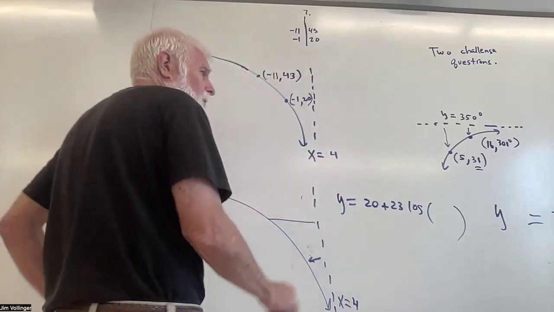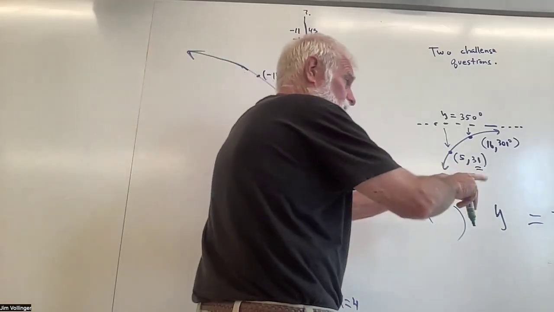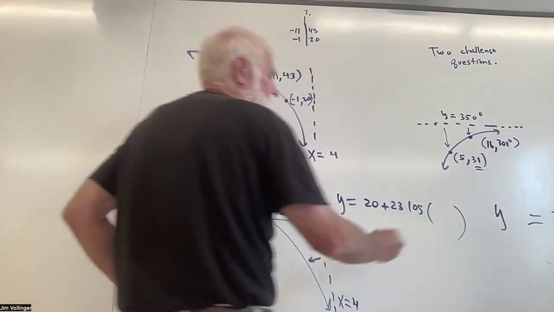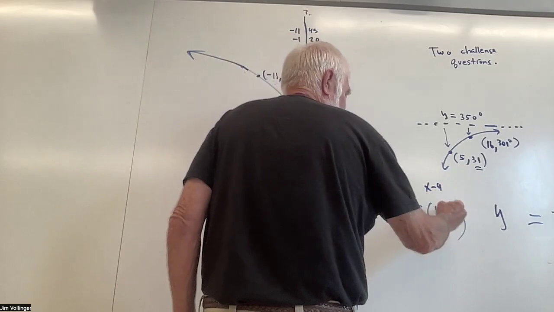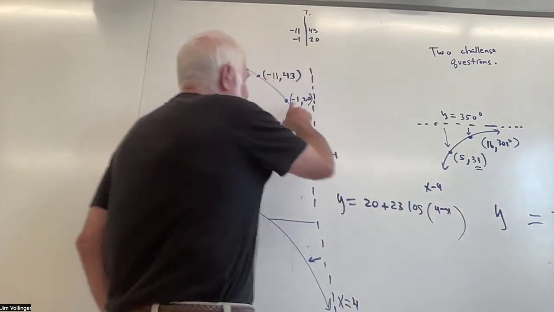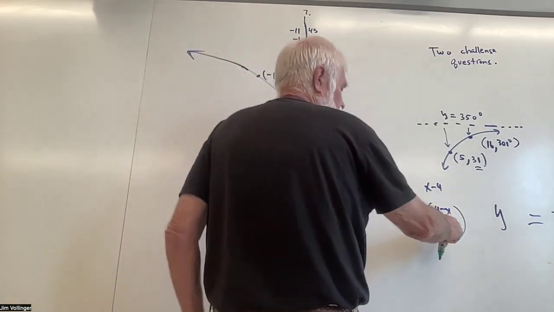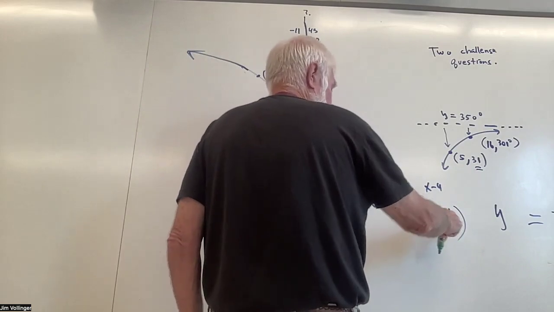What's different here? Well, we're measuring from 4, but we're not measuring to the right. We're measuring to the left. That's a change of direction. So instead of writing x minus 4, I'm going to write 4 minus x. Now when I drop a -1, minus a -1, up, +1, 4.